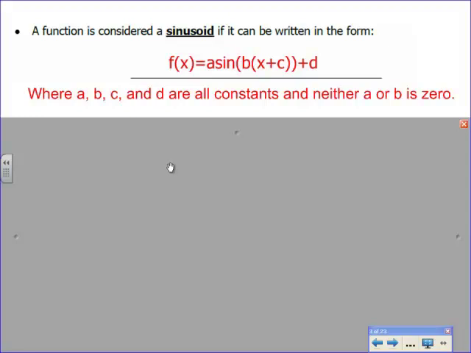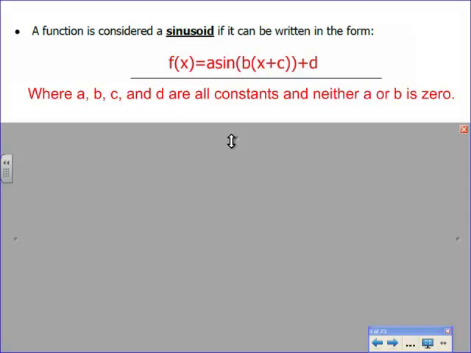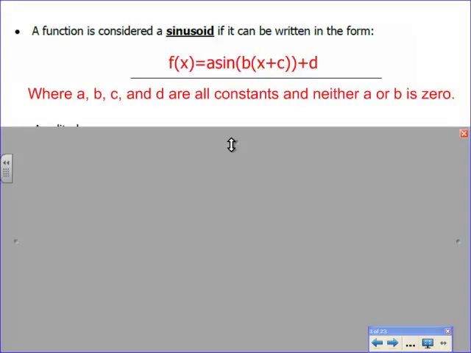A, B, C, and D are all constants, and neither A nor B can be 0, because if you multiply anything by 0, you get 0, which would make our function essentially non-existent. Okay, we're going to talk about what these properties mean, what A, B, C, and D do to the function. A, C, and D are all things we talked about already in Unit 8. B is something new that will be introduced.